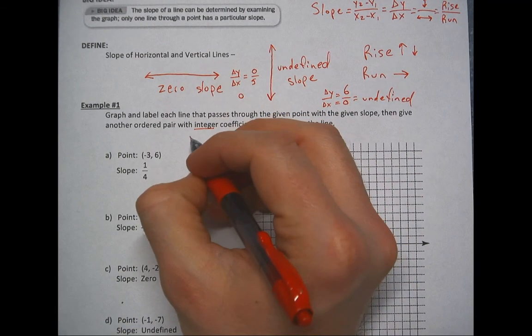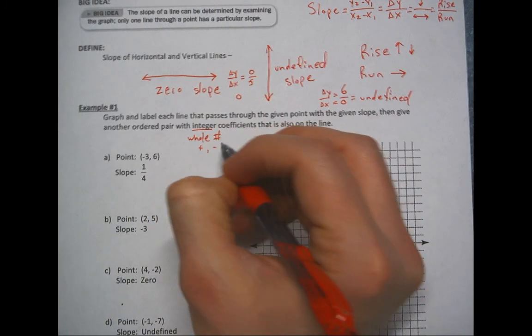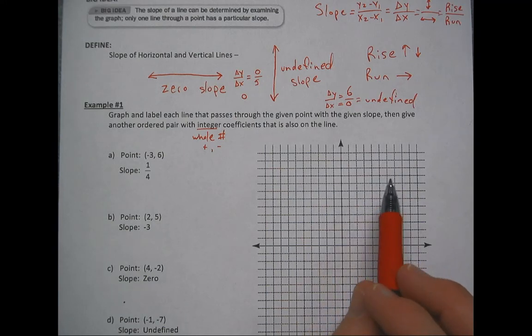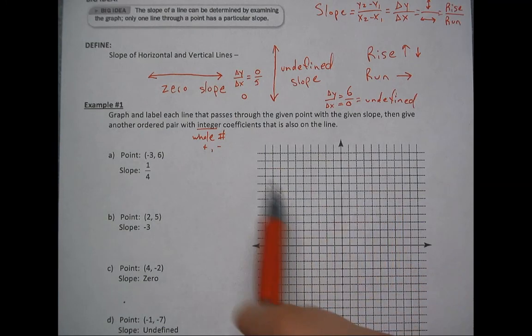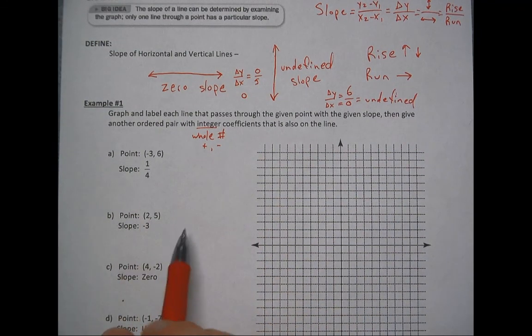Integer, remember, means whole numbers. They can be positive or negative, but if they're integers, that means they're not fractions or decimals. So we're not going to give a point on a line like 3.5. It's got to be a whole number. All right, so starting with letter A, point -3, 6.